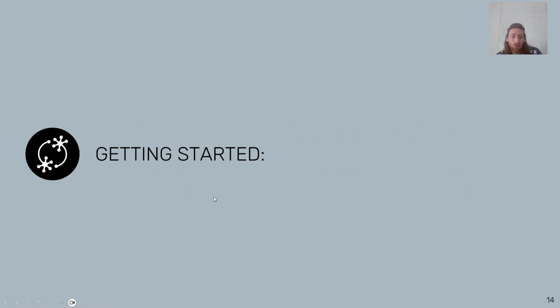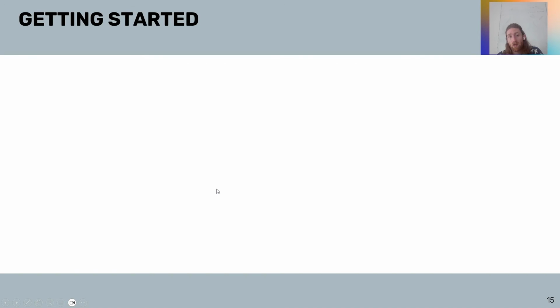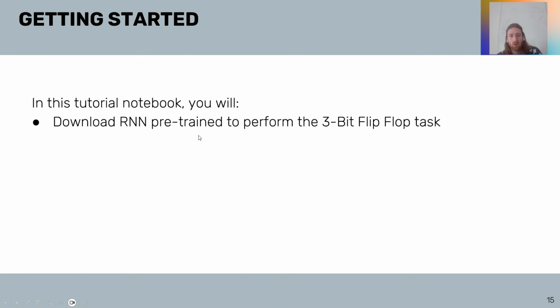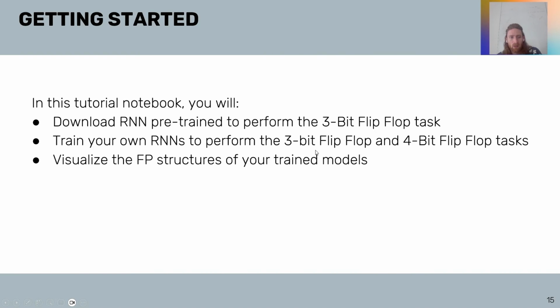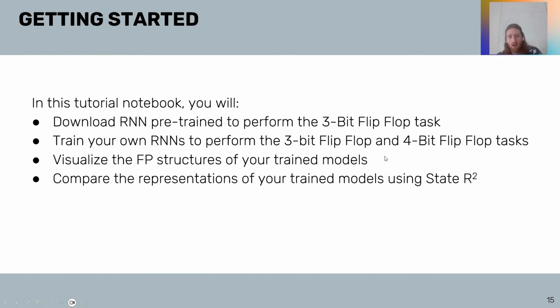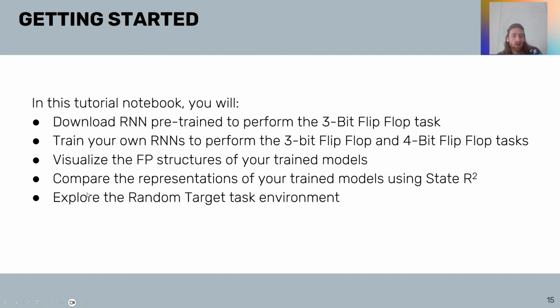Okay, so now that I've gone through what's available to you, let me talk a bit about the tutorial notebook. In the tutorial notebook, you will download an RNN that's been pre-trained to perform the 3-bit flip-flop task. You'll get code to train your own RNNs to perform 3-bit flip-flop and 4-bit flip-flop tasks. You will visualize the fixed point structures of your trained models and compare the representations using state R-squared. Finally, at a very high level, you'll explore the random target task environment so you can begin to train your own models on this. And with that, I want to say good luck and have fun.